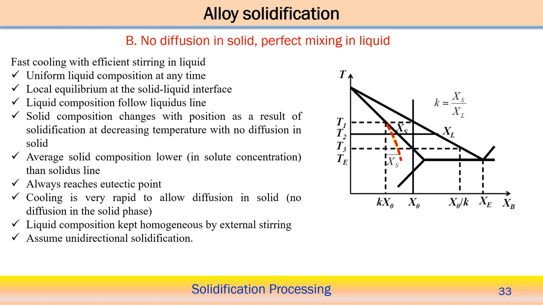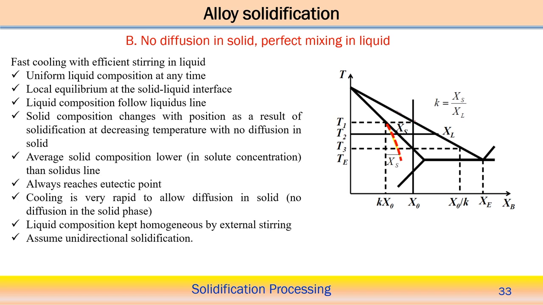Theoretically it is maintained by constant efficient stirring of the liquid, so some kind of convection can be given to the liquid phase, such that perfect mixing in the liquid is maintained, but at the same time we are not allowing diffusion to occur in the solid phase. So in this case we are assuming uniform liquid composition at any time, since we are allowing some convection to occur. Second, we assume local equilibrium at the solid-liquid interface exists. Third, the liquid composition follows the liquidus line.